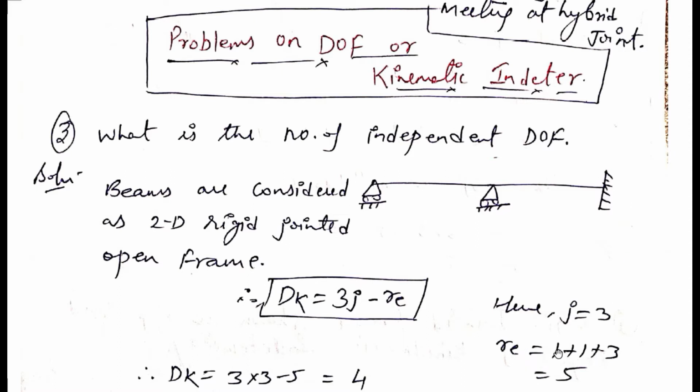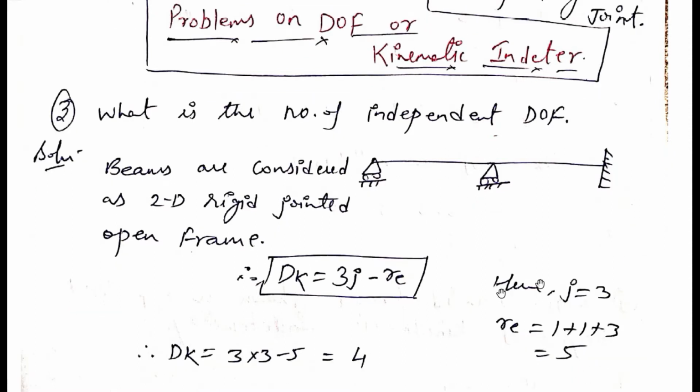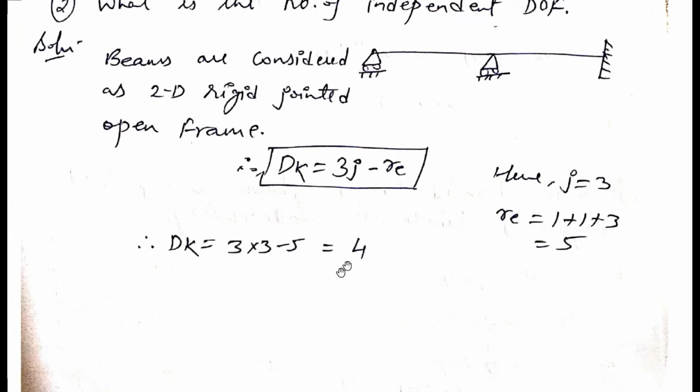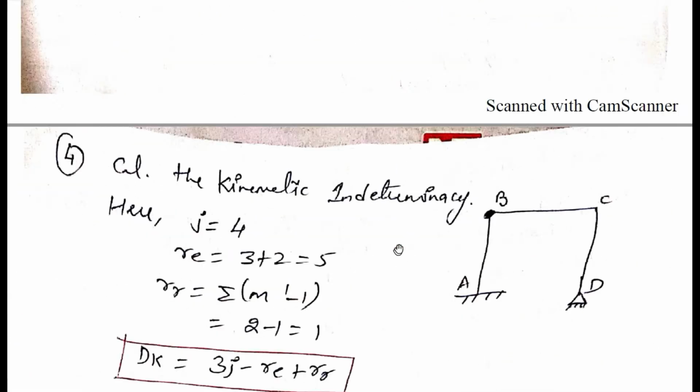So re is equal to 1 plus 1 plus 3, which is 5. j is equal to 3: 1, 2 and 3. So the dk value is 3 into 3 minus 5, which is 4. By this way you can determine your degree of freedom.